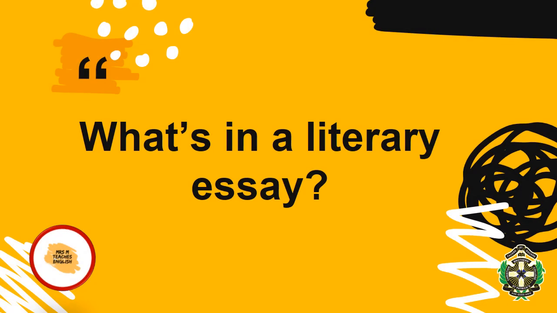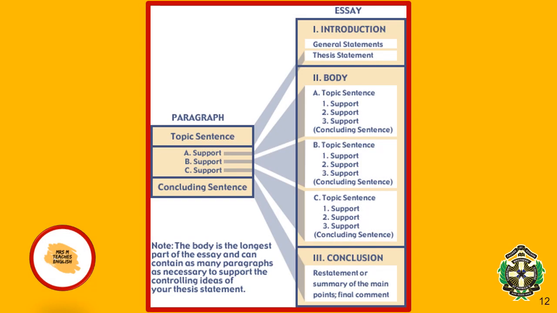What exactly do we include in a literary essay? Let's have a look. Because you're starting out with this type of essay writing now in grade 10, I would like you to use the 5-paragraph essay structure. The first paragraph is your introduction, where you make a general statement and then you provide a thesis statement. This is obviously determined by the essay question that you are given.